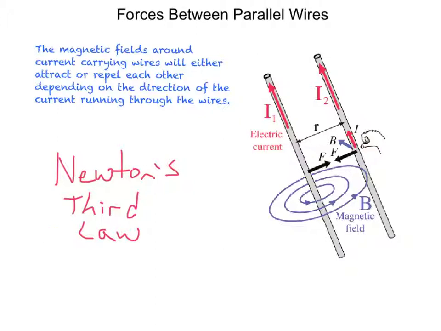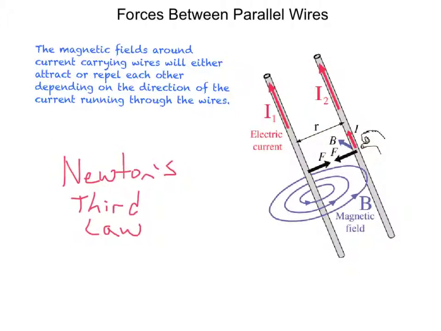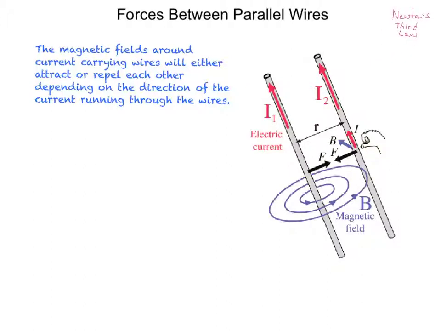Now, what determines the direction of the field between the two wires is the direction of the current in the wire. So we can say that the magnetic fields around current-carrying wires are either going to attract or repel each other depending on the direction of the current running through those wires. Now, in this picture, we have two wires separated by some distance r. Both wires carry a current in the same direction, and we call this wire 1 and wire 2. Both these wires are going to set up a magnetic field around them, but let's focus first on just the magnetic field set up by wire number 1.